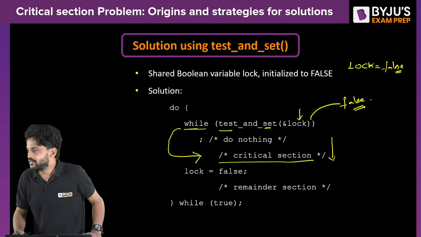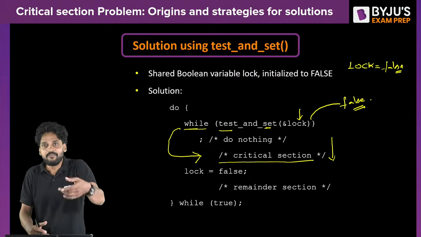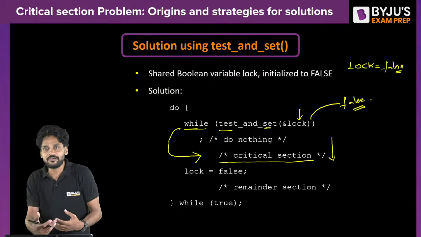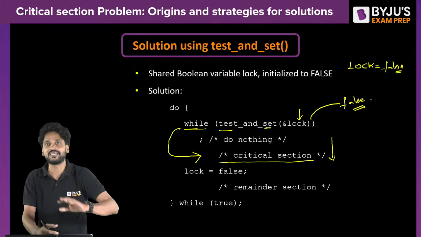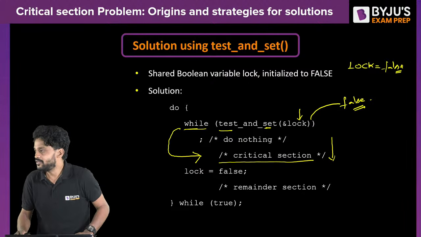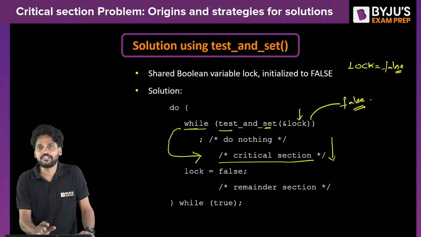Yes, Chitra, test and set lock: if the lock is equal to 0, then it will be set to 1. Then one process which finds that the lock value is equal to 0 will be able to enter into the critical section. Any other process will be caught up here. Very good. And it is, of course, a hardware solution. Yeah. So this is the thing with the test and set lock.